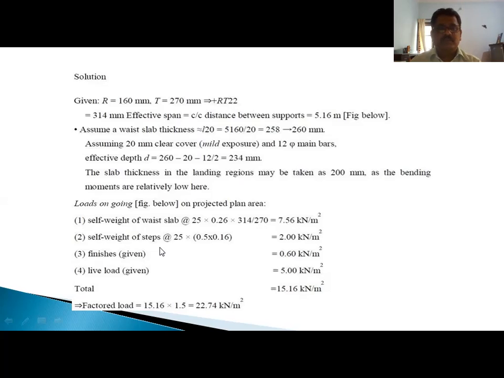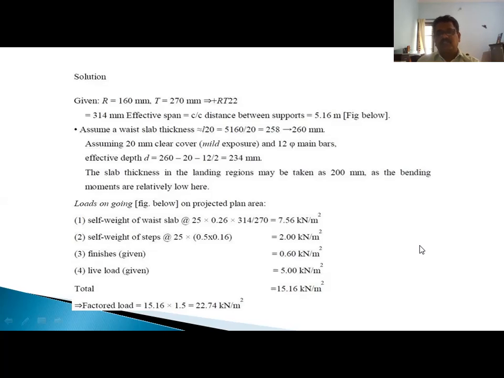Similarly, the self weight of these steps. So steps is the dimension, okay? Width is 0.5, 0.16 is the rise, and 25 is the density of the concrete. It will come around 2 kilonewton per meter square. And the floor finish is given as 0.6 kilonewton per meter square. Live load is also given, that is 5 kilonewton per meter square. The total is 15.16 kilonewton per meter square.